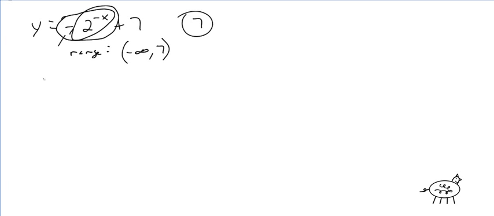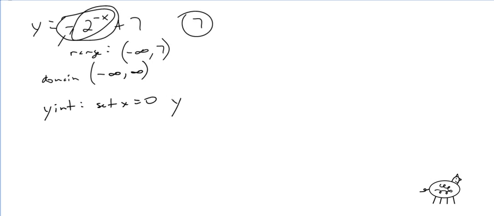And the domain, well, that's kind of easy. Again, domain is easy with these kind of problems because it's just negative infinity to positive infinity. There's no restriction for the domain. And our y-intercept is easy because you set x to 0. So y is equal to 2 to the 0 power, which is 1, or it's negative 1 because there's a negative, plus 7. So it's 6. So the y-intercept is (0, 6).